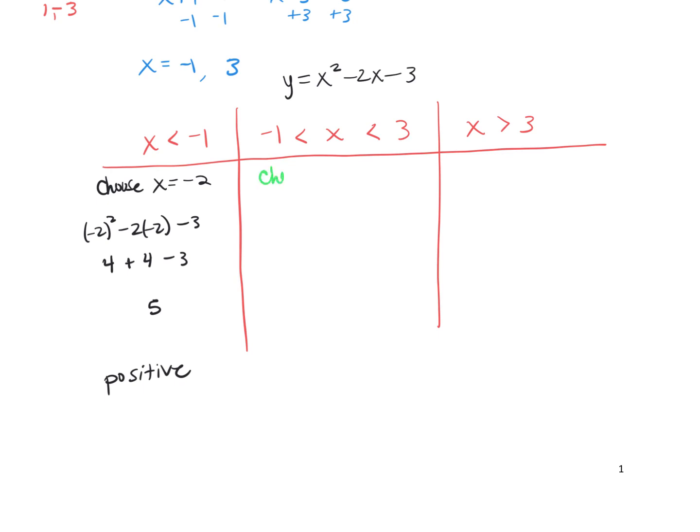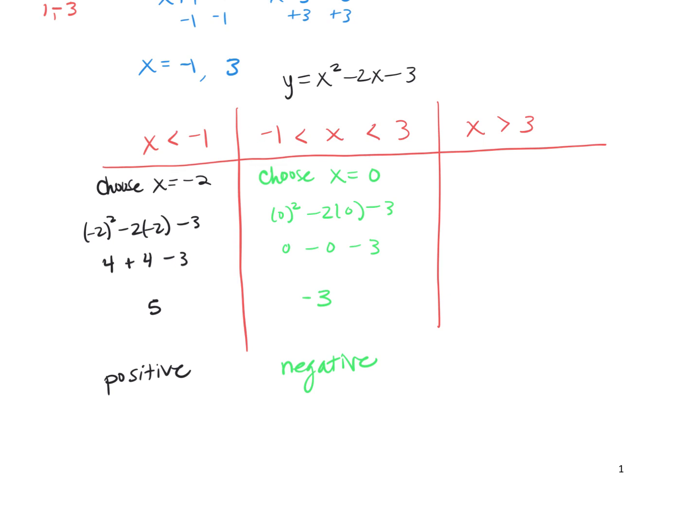We're going to choose an x value that is between negative 1 and 3. It can be anything. Honestly, I'm going to pick 0. 0's a nice number to plug in. Things simplify away pretty quickly. So I'm going to plug in a 0 for all the x's. So 0 squared minus 2 times 0 minus 3 gives us 0 minus 0 minus 3, which is negative 3. And see how we got a negative answer there? So that tells me that this is a negative interval.